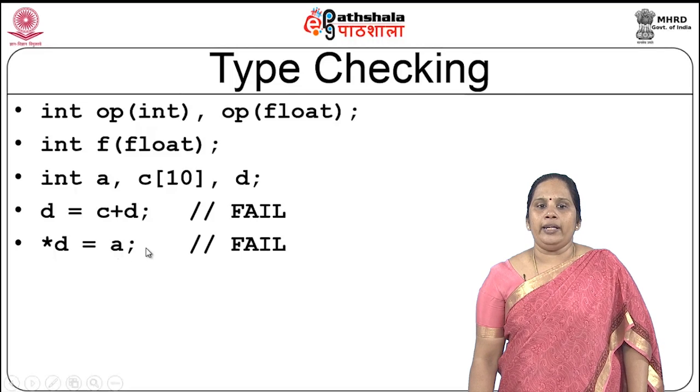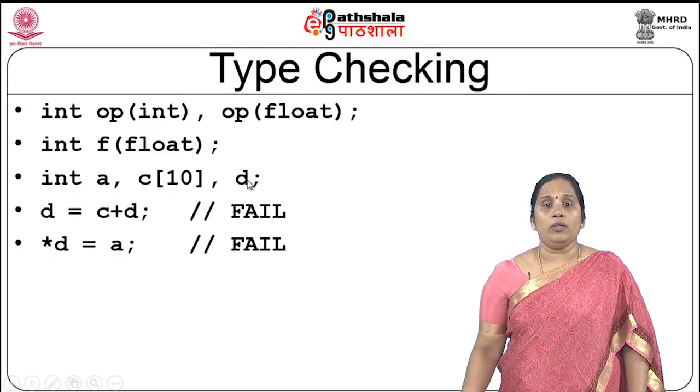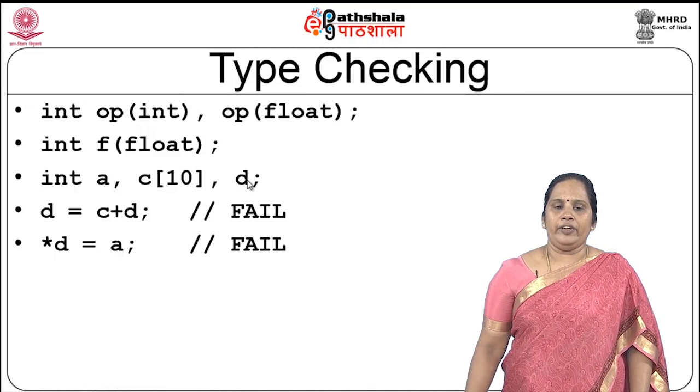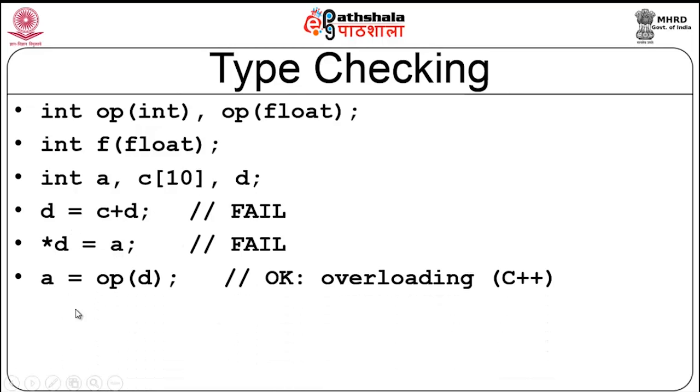The second one is star d is equal to a. Star d means I am trying to dereference d, but d is already an integer, so I cannot dereference d. So star d is equal to a is also going to be a failure. The next one is a is equal to operator of d. This is okay because we are looking at overloading. The operator of float is now taking an integer, which is fine because we are looking at overloading, and that value is assigned to a. That is also fine. And a is equal to f of d is called coercion. We will see what it is. It is a type conversion basically.